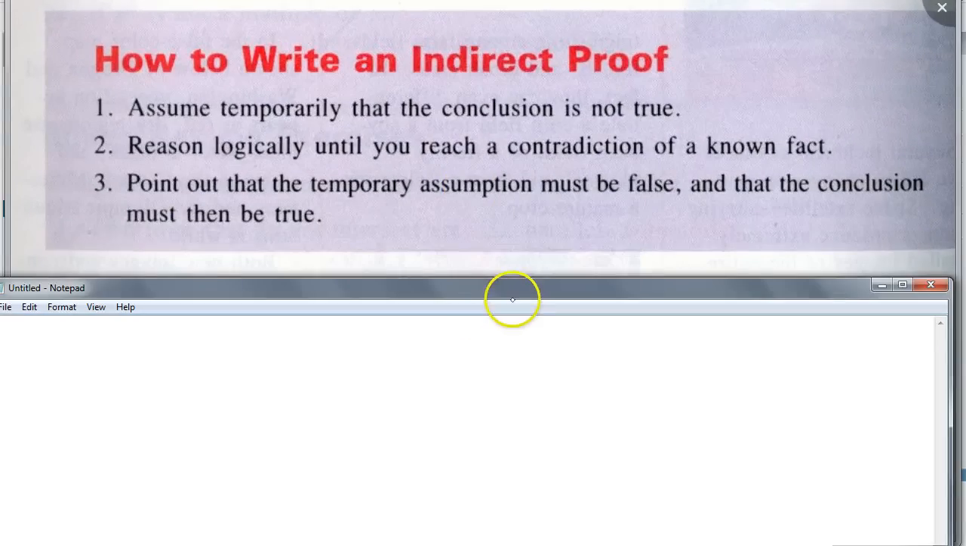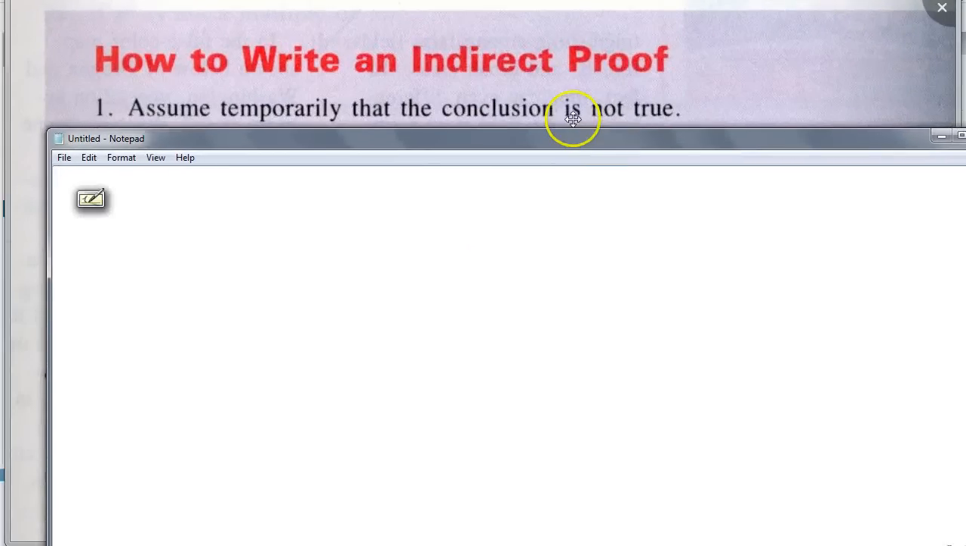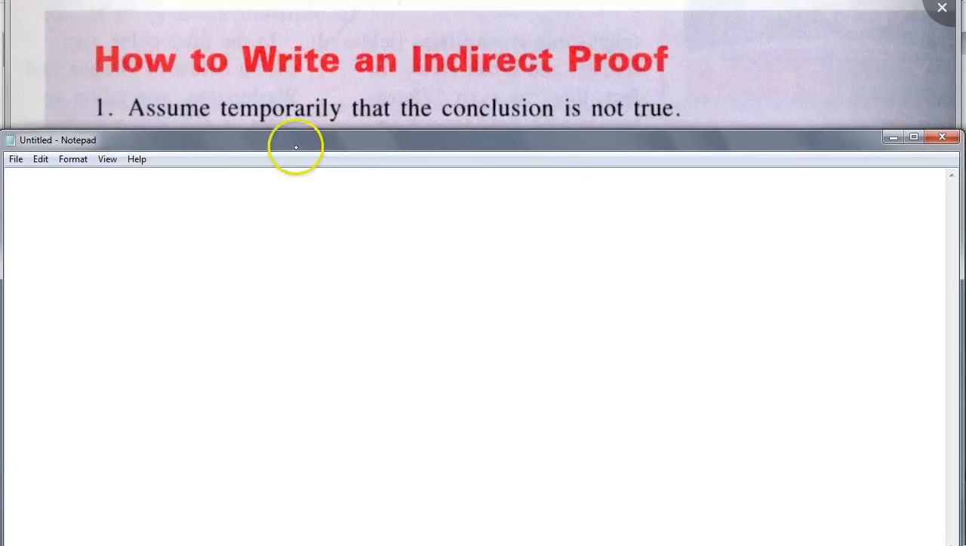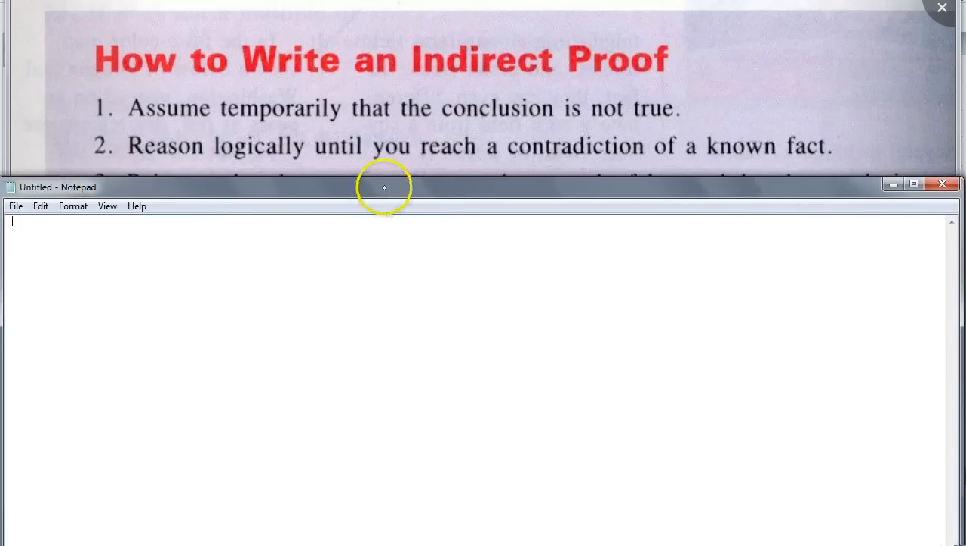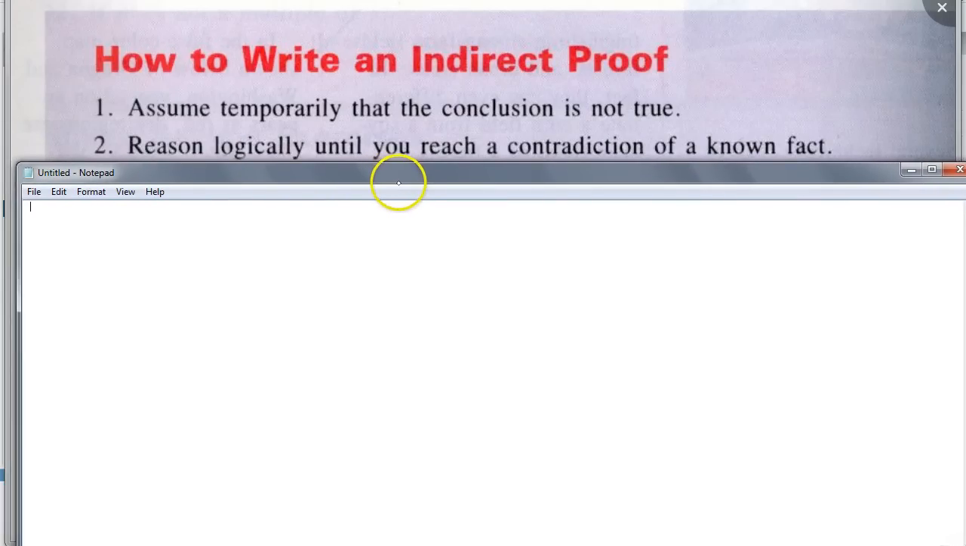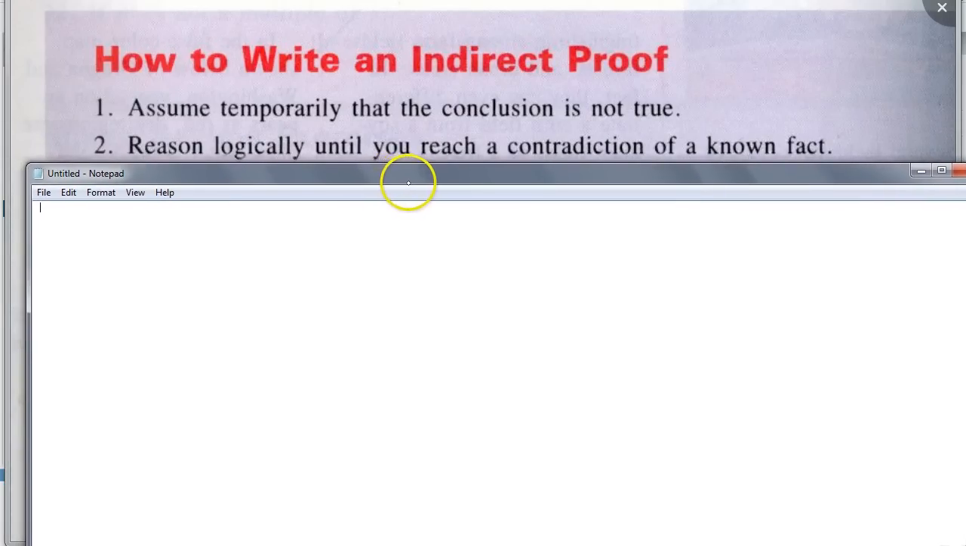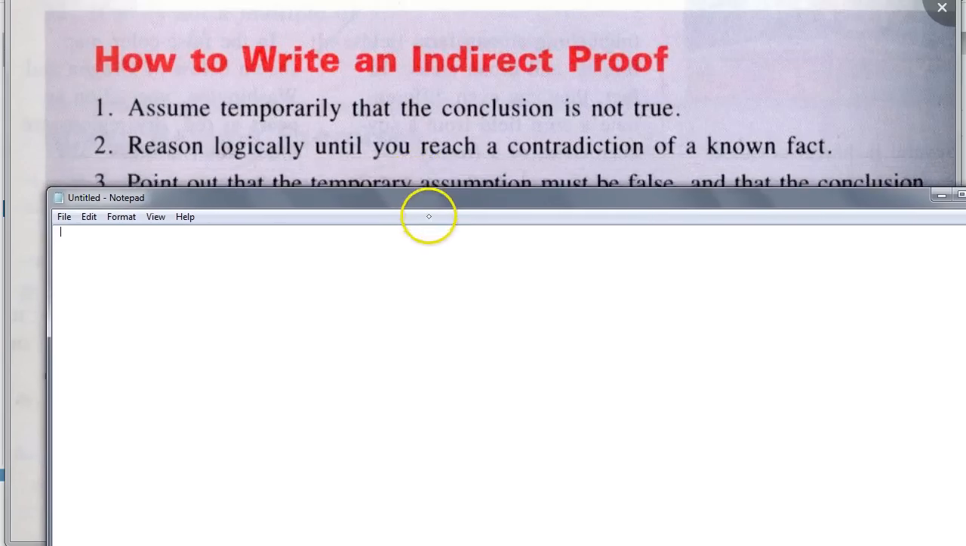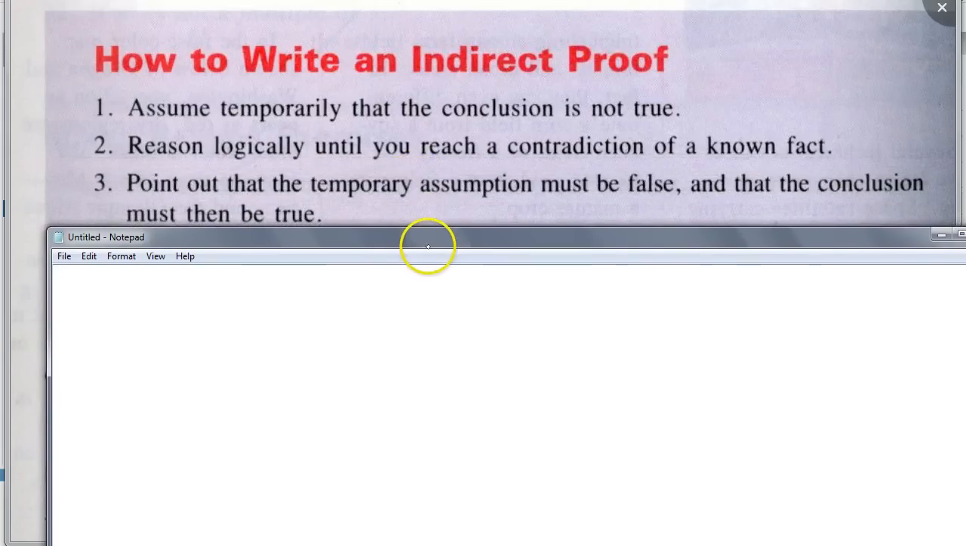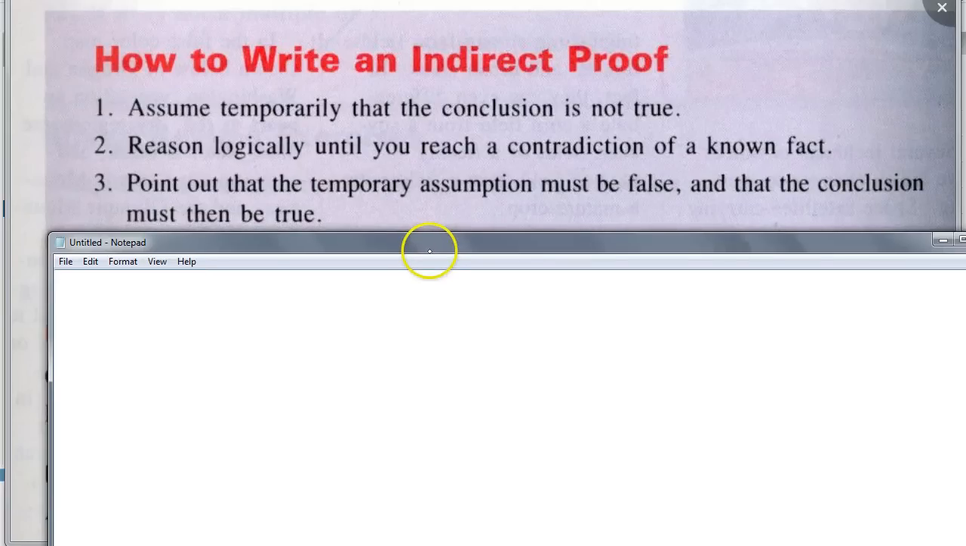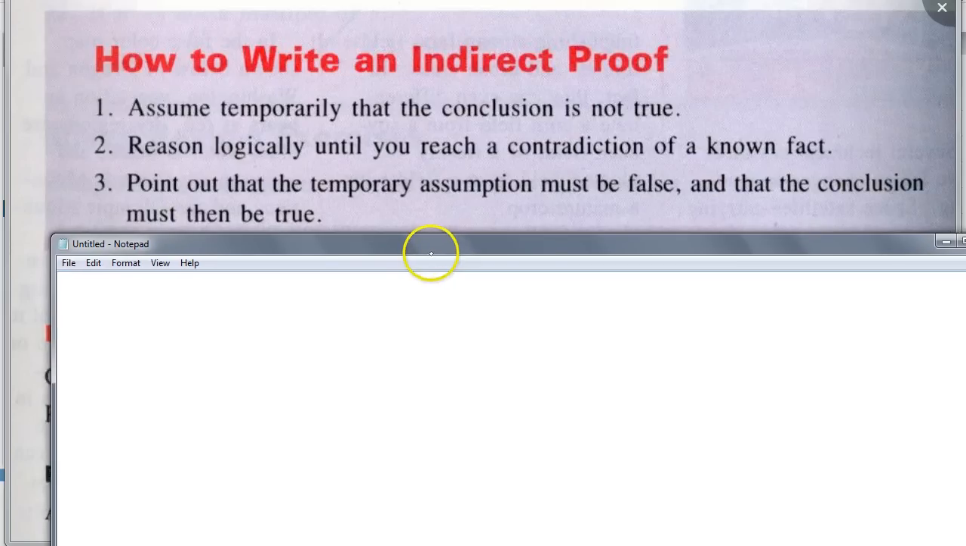Okay, so what we just said is summarized right here. Simple 3 steps. Write this down. First, how to write an indirect proof? First, you assume temporarily that the conclusion, not the hypothesis, is not true. Second step, reason logically until you reach a contradiction of a known fact. Third, you point out that the temporary assumption must be false and that the conclusion must then be true.